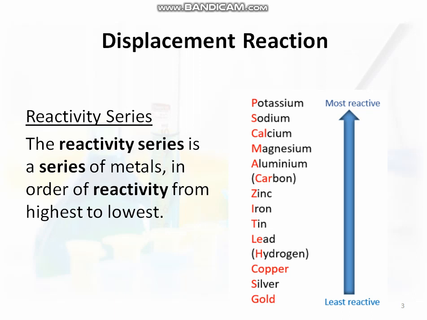Reactivity series is a series of metals in the order of their reactivity from highest to lowest. And this is a chart which shows the reactivity series. According to the chart, potassium is going to be the most reactive metal, whereas gold is going to be the least reactive metal in our reactivity series.